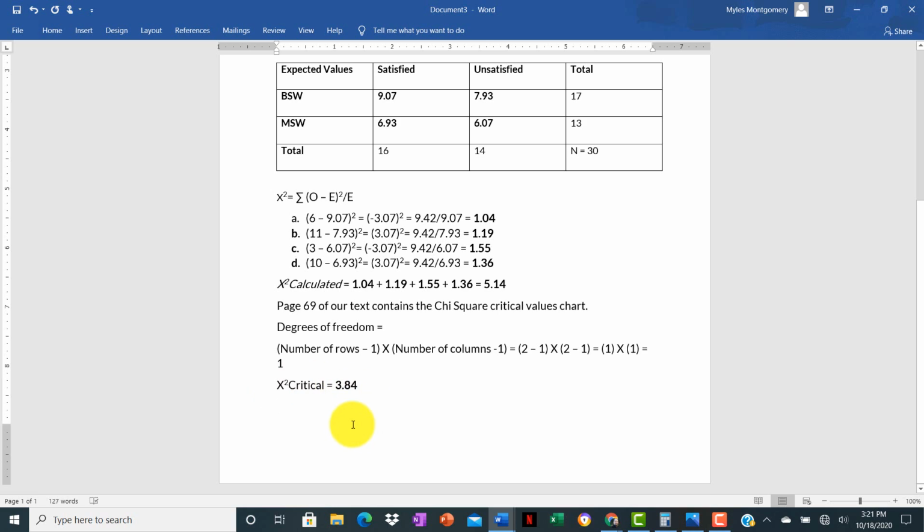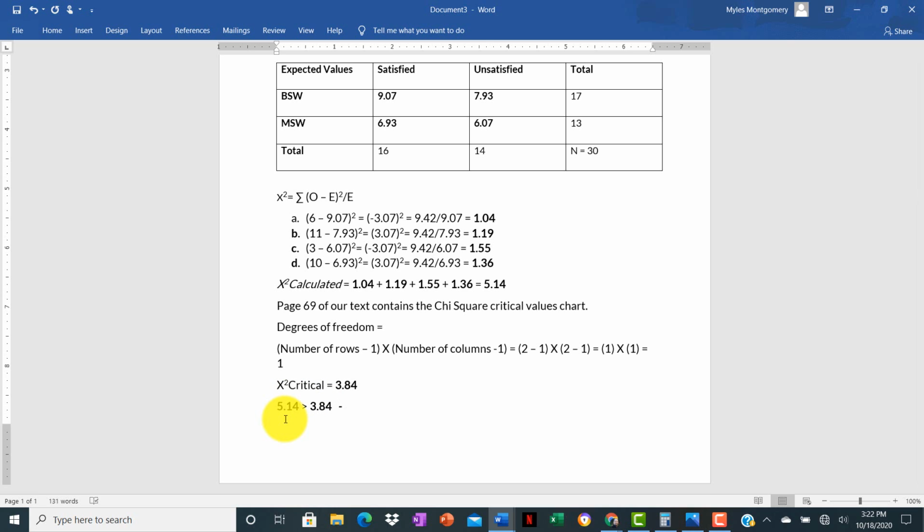If we compare these, we would say that 5.14, which is the calculated value, is greater than 3.84, the critical value. If that's the case, then we have to ask ourselves this in terms of interpretation. If the calculated value is greater than the critical value, we're going to reject the null hypothesis. If we had had a fact pattern where the critical value had been greater than the calculated value, we would have done the opposite.